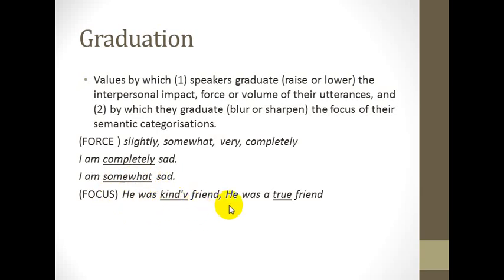Okay, so kind of di sini blurring the friend. But it's different when you say who was he? He was a true friend. Kata true di sini memberikan peningkatan bahwa dia adalah teman yang sesungguhnya. Jadi kata kind of atau true ini adalah disebut focus dari graduation appraisal. Dan sama juga ketika kita katakan true, it means more about positive one. Kind of is not really negative, but of course it's not as sharp as true.